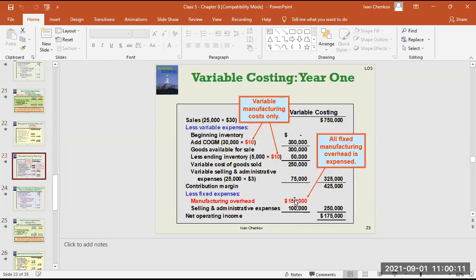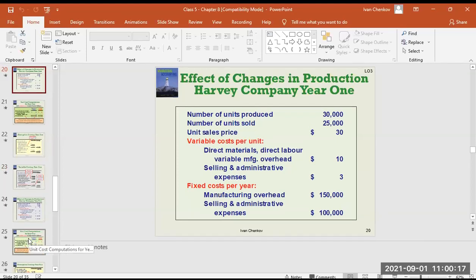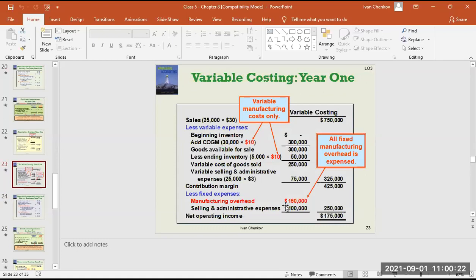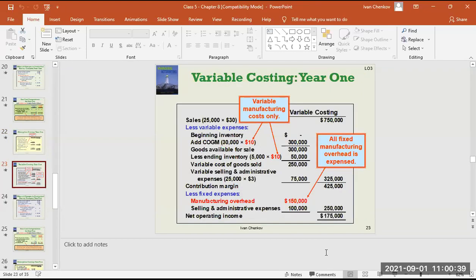Contribution margin, manufacturing overhead: the entire manufacturing overhead, 150, goes directly here. Here, the manufacturing overhead is expense. Selling administrative expenses between both methods is the same. So here we're going to have operating income 175. If we compare 175 to 200,000, our operating income under the variable costing is exactly $25,000 less.